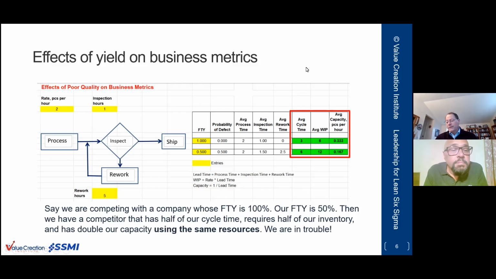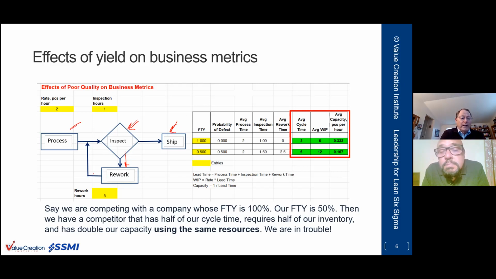Here is the process. You can see it's super simple because it's easy to understand. We're going to produce a product. We inspect it, and then we ship it. But of course, when we inspect it, not all of it is correct. And so it has to go into a rework loop. All right. And I'm making some assumptions about the time. All these assumptions just make the numbers very easy to do in your head, so it's easy to follow.